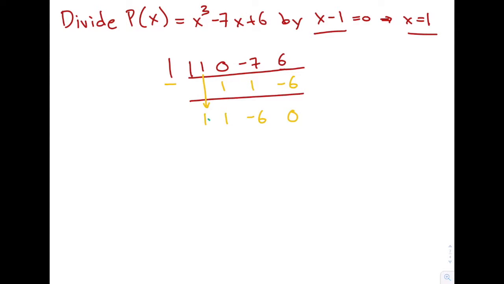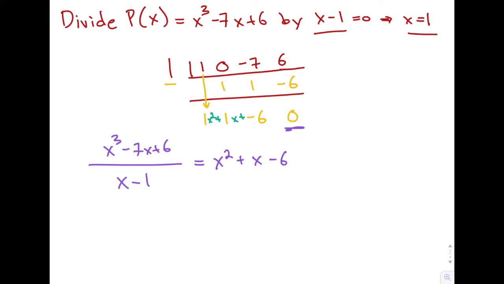Now implicitly here we have an x squared plus 1x plus negative 6. So we start with the highest power. If we have 3 terms, we would start with an x squared because a polynomial of degree 2 has 3 terms in it. And then we just go down. Of course, if we have a 0, then we don't really count that term. So we could just as easily have had a 0 here, and our result would be x squared plus negative 6, or x squared minus 6, but we ended up with a 1. So altogether, we can say that x cubed minus 7x plus 6 over x minus 1 equals x squared plus x minus 6, and this last coefficient in the bottom row is our remainder. So we could write that as 0 over x minus 1, equivalently just x squared plus x minus 6.